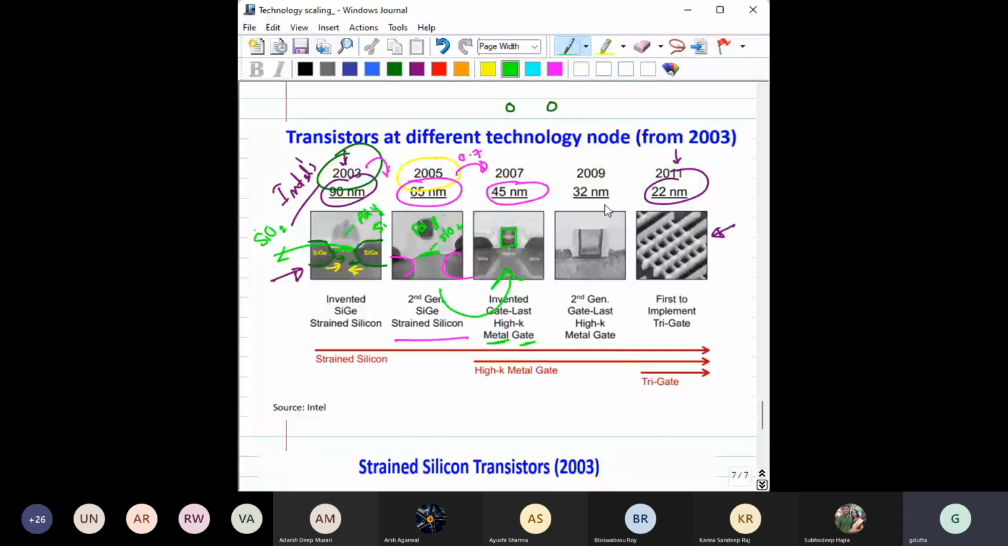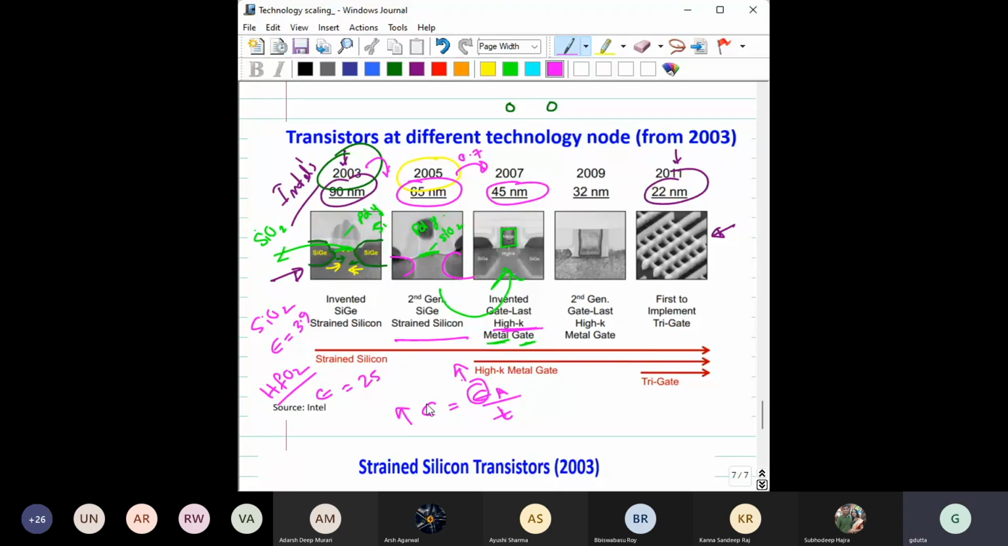Okay. Then another thing that they have introduced here is called high K. So high K means: for silicon dioxide, epsilon is 3.9. For a high K material, say hafnium dioxide, epsilon is around 25. So what is the advantage of this? What is capacitance? C is equal to epsilon A by T. So if epsilon is so high, then what will happen? This will also become very high.